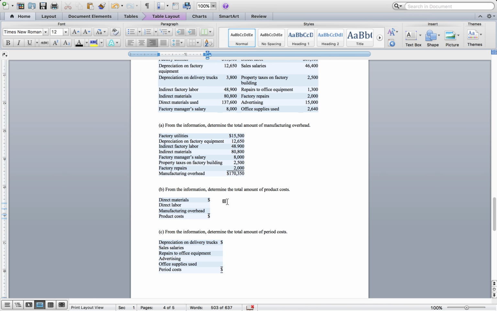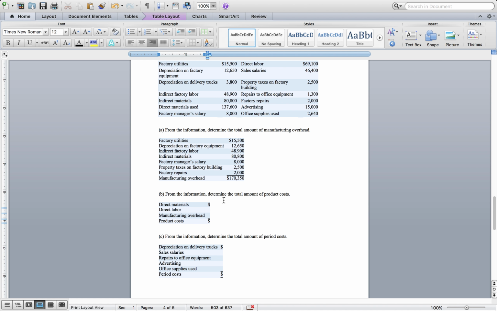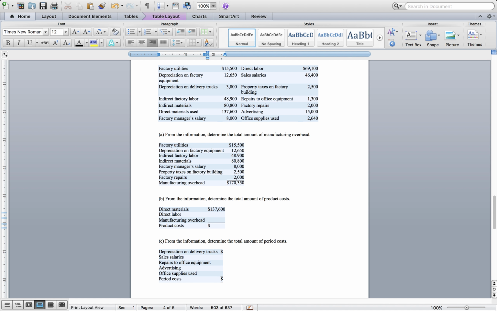Now, product costs. Our product costs are going to be our big 3: direct materials, direct labor, and manufacturing overhead. So we see our direct materials is going to be $137,600. My direct labor is $69,100. And the last part, manufacturing overhead, we'll just calculate that. That'll be $170,350. Again, our total product cost, when we add them all up, will be $377,050.